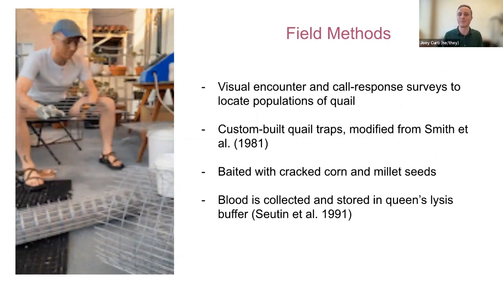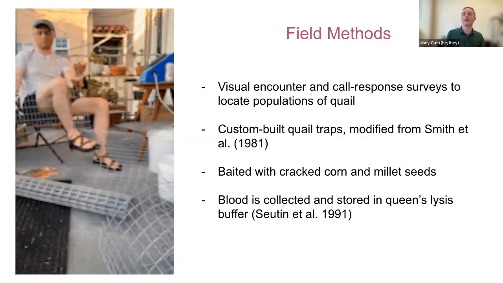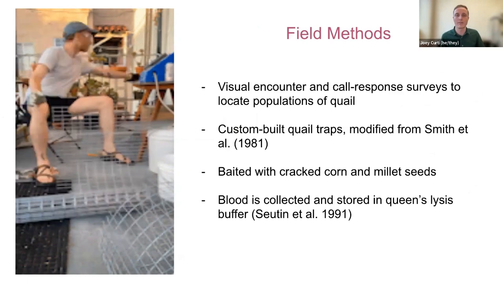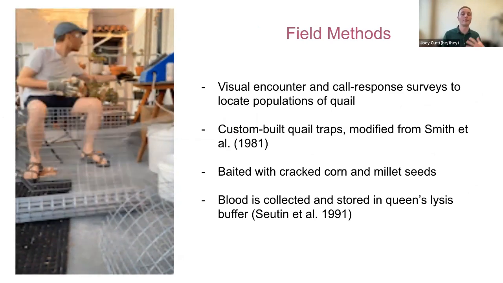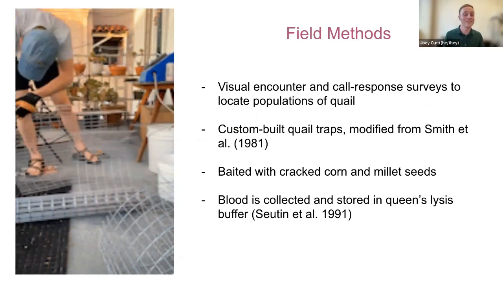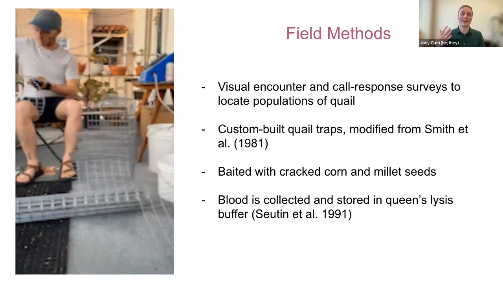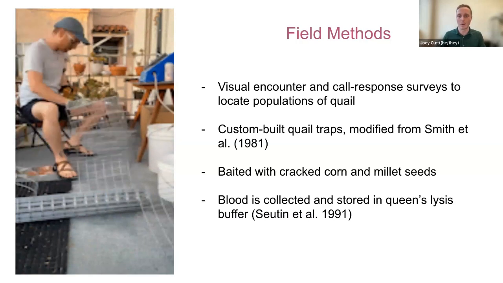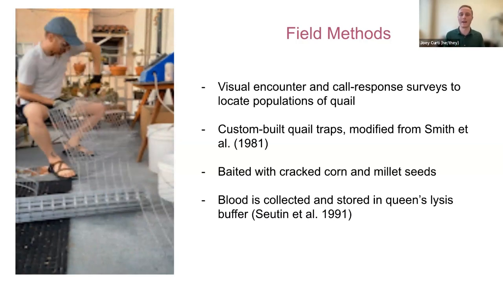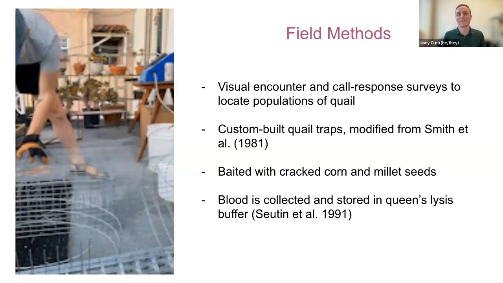So that basically just means I go out into the field and I look for quail. In addition, I use a call response survey to locate quail. Sometimes they can be very cryptic and hard to find, which is the story of my life. But they do respond quite well to call response. So you play a call and they'll call back and they sort of let you know where they are.